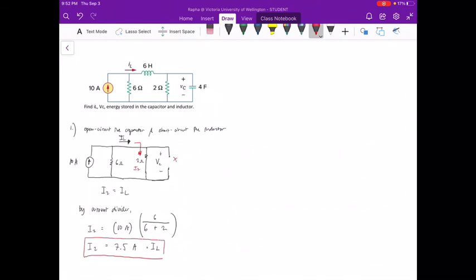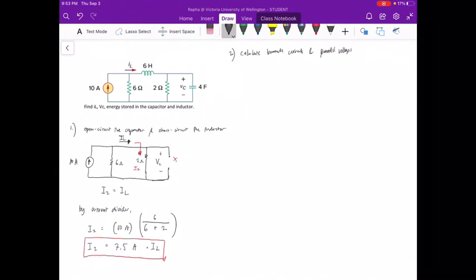As simple as that. The next thing to solve is to calculate the branch currents and parallel voltages. Since we have the branch current already, I'm just going to write the steps.